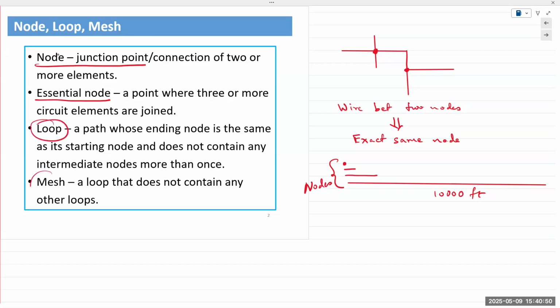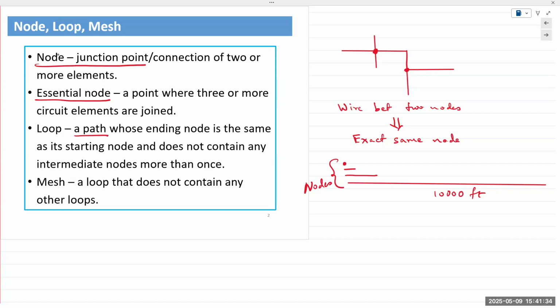This is more important: a loop and a mesh. A loop is something we're familiar with because we apply KVL, right? A loop is a closed pathway. If you start at a node and go around the circuit, you come back to that same node without going back over any of the other nodes. That is known as one loop. It's a closed pathway that allows current to flow through.